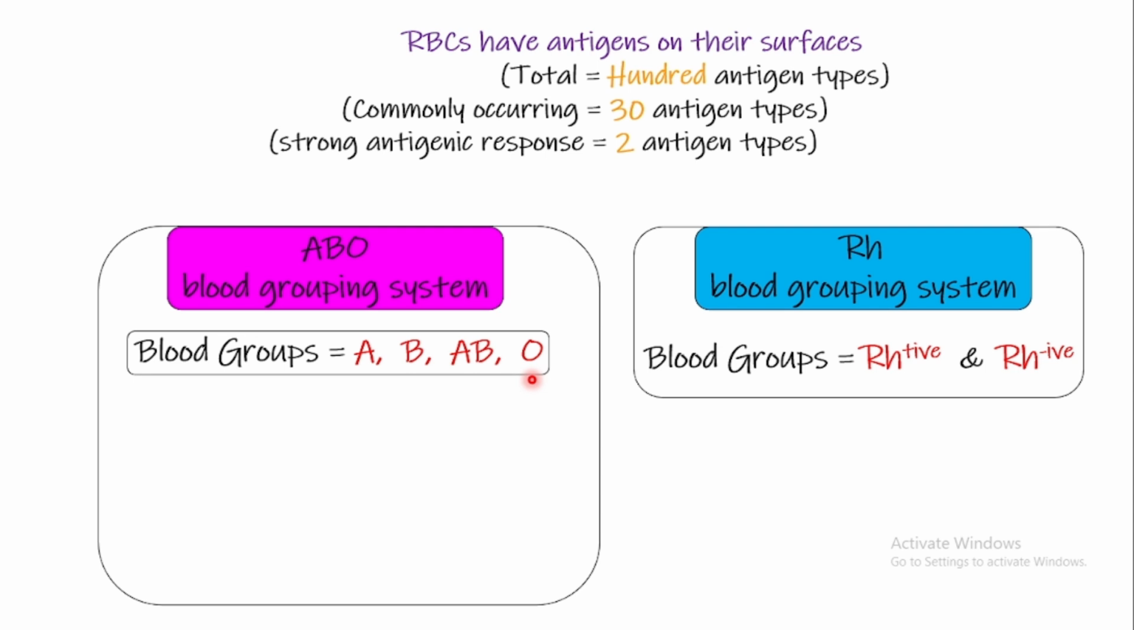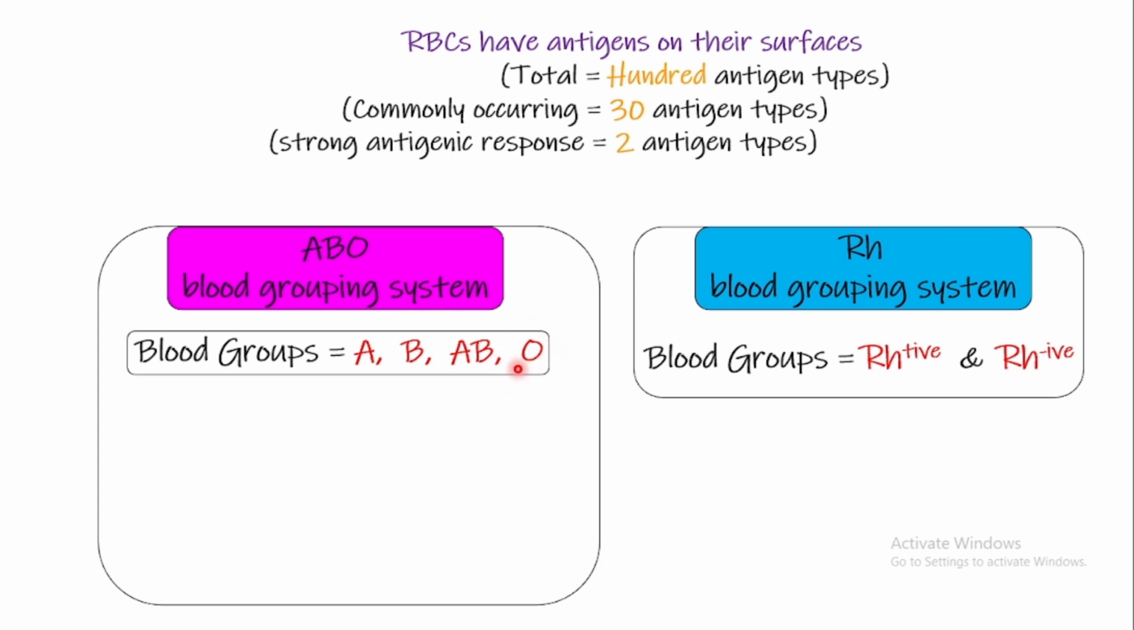These blood groups A, B, AB, and O are defined by the presence or absence of different types of antigens. If the red blood cell has only antigen A on its surface, then the person is said to have blood group A. If it has only antigen B, the person has blood group B. If both antigens are present, the blood group is AB. And if no antigen is present, the blood group is O.